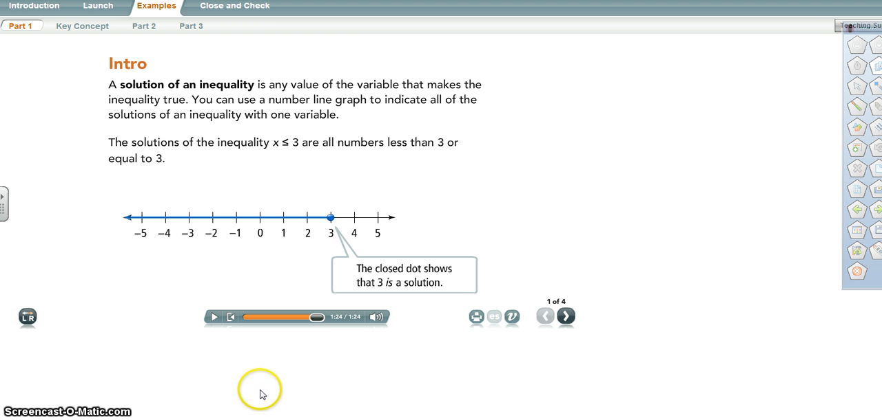Okay, so on this one, whenever you make your graph, you're going to copy the same shading and you're going to close in the dot, because when we say x is less than or equal to 3, we do mean any number that's less than 3 and also 3 itself. And so by coloring that in, we're shading in the exact spot of 3 as well.